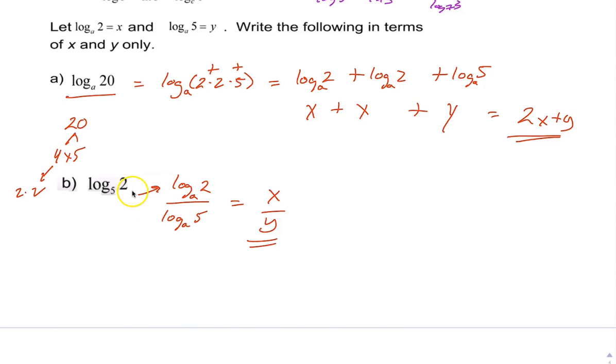Alright, so that's tricky, but that's a rule we can use. Use a change of base rule. Top goes on top, base goes in basement. You can make it any base you want. We'll make it base a to make it match. So then log base 2 is x, log base 5 is y.